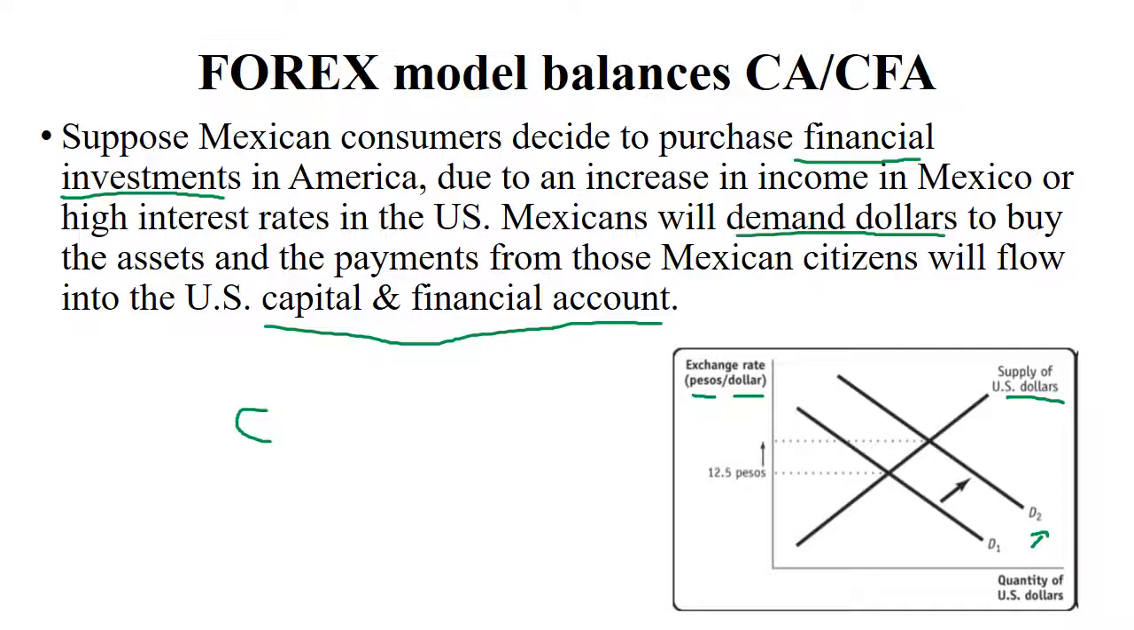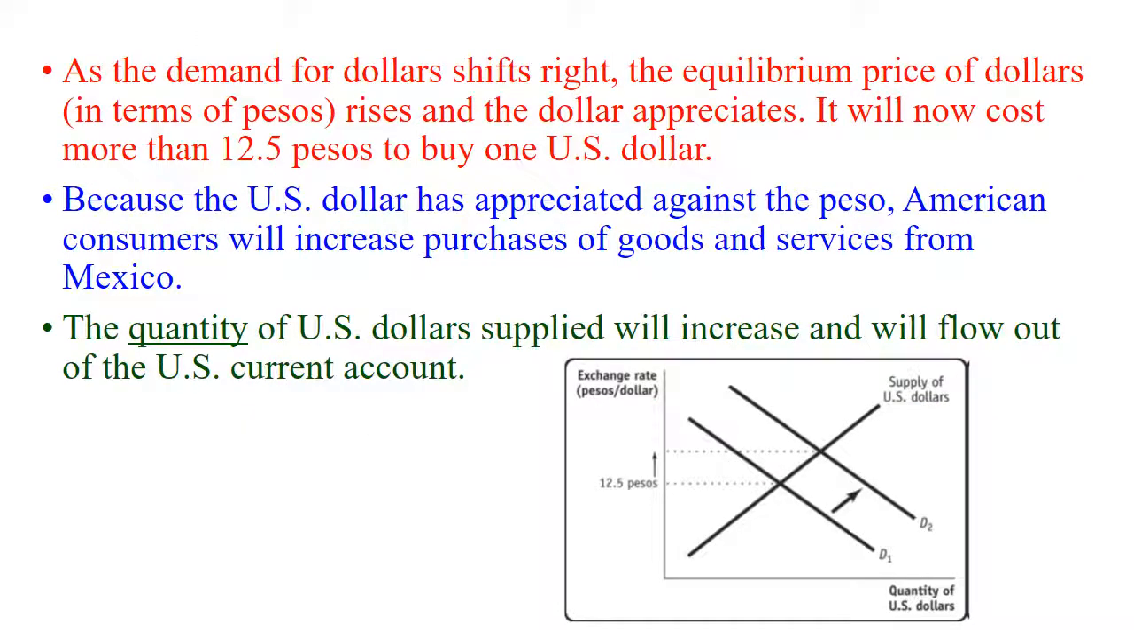So the CFA has increased. Money's coming in. Perhaps we even have a surplus in that account. The increase in Mexicans buying financial assets in America increased demand for the US dollar. So that's what caused the shift that we're starting with. When the demand shift occurred, that actually means that the price of dollars, in terms of how many pesos you need, has gone up. When the price of dollars goes up, that means that the dollar has appreciated.